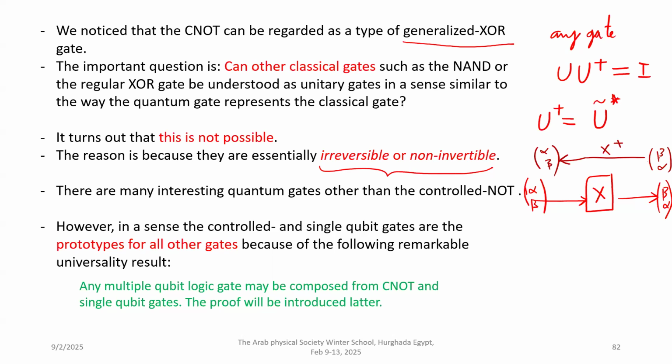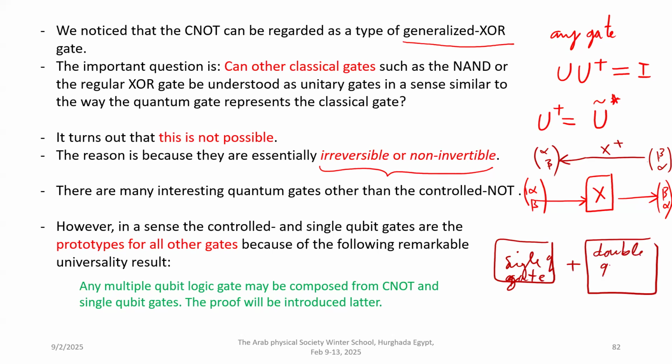Good thing is that we think: what if we have, at the end, one single qubit gate plus one specific double qubit gate, and use them all the way to build all this structure, all this big building.